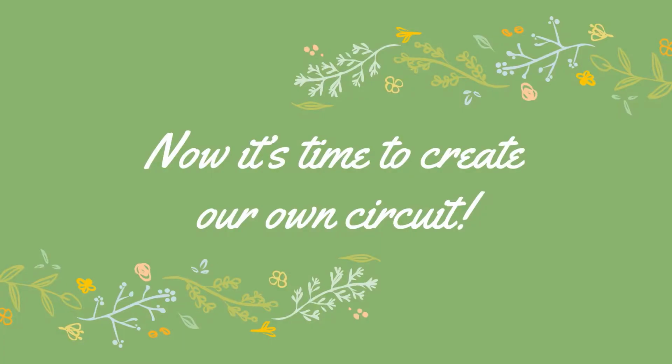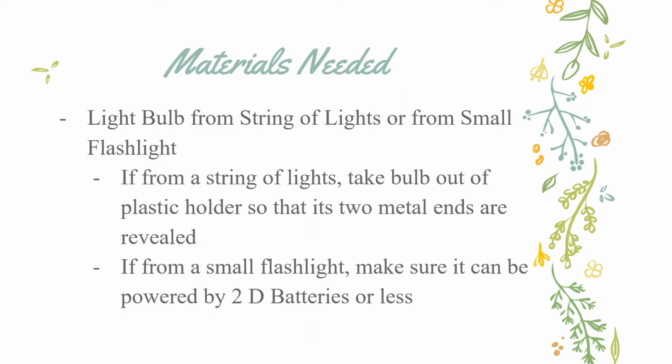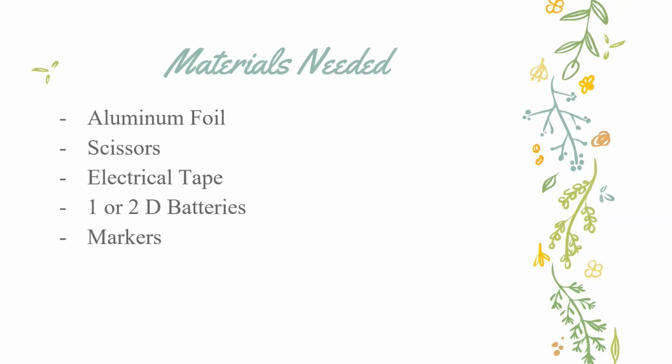Now, guess what? We get to create our very own circuit. What you'll need is a light bulb from your Christmas lights or from a small flashlight. If you're getting it from the Christmas lights, take the little bulb out of the plastic holder so its two metal ends are revealed. Or if it's from a flashlight, make sure it's small enough that it can be powered by 2 D batteries or less. You'll also need aluminum foil, scissors, electrical tape, 1 or 2 D batteries, and markers.